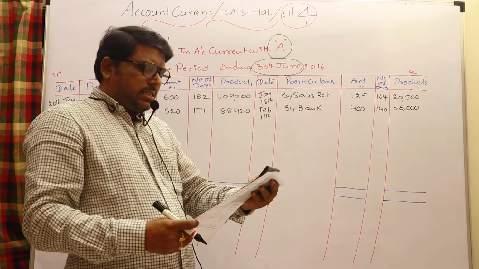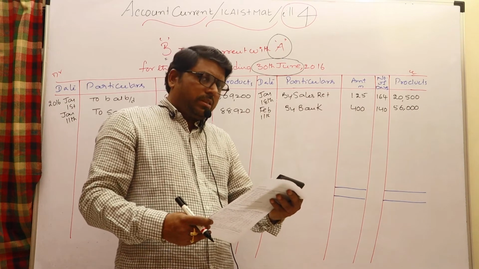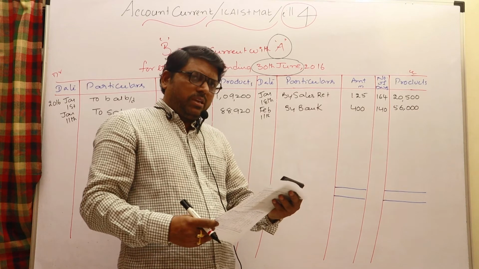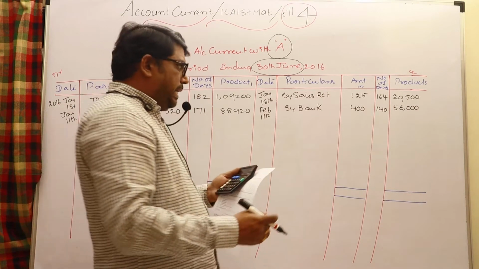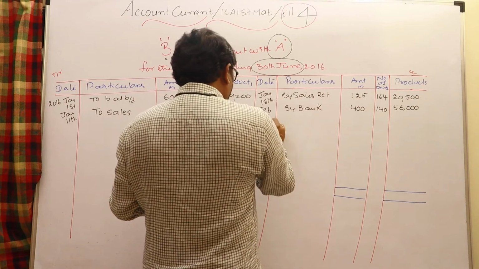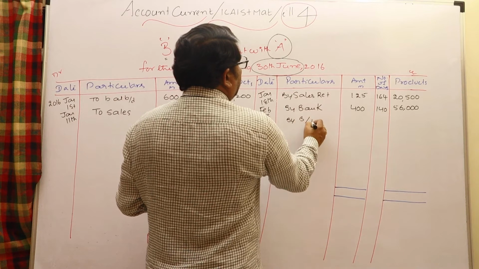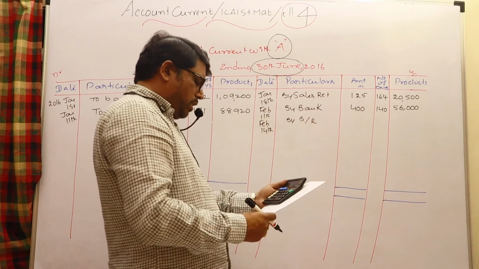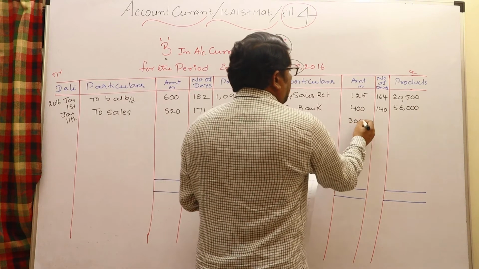February 14th, B accepted a bill drawn by us. That bill is accepted by B, which is a bill drawn by us, so that is a bills receivable. Entry: bills receivable account debit to B account. In B's account, by bills receivable on February 14th. Amount involved 300. Look at that.